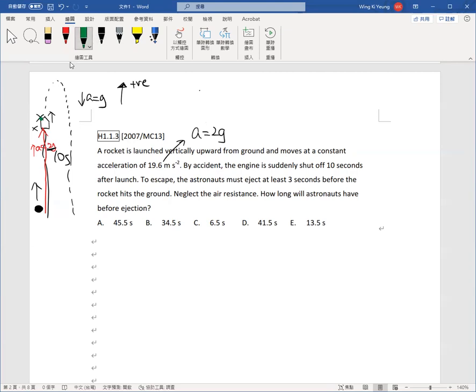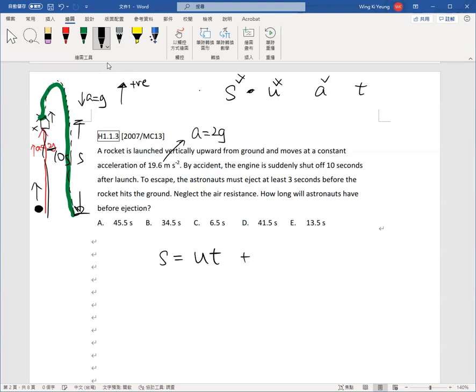The time from this point to this point. Okay, and then just minus three. Then you can get your answer. So then we need to find this time. To find this time, you need the displacement, is it? You need the displacement, and then you need to know the initial speed. You know the acceleration already, and you're going to find time. So that means you are going to use the equation s equal to ut plus half at squared.